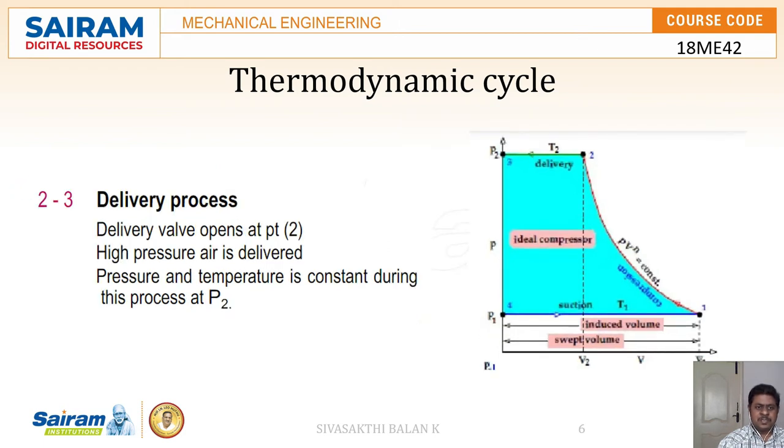The process 2 to 3 is the delivery process. The moment the piston reaches the top dead center, the exhaust valve opens and the compressed air leaves the compression chamber. High pressure air is delivered to the surroundings or the required place, keeping pressure and temperature constant, that is P2 and T2. These are the three main processes happening inside the compressor when the clearance volume is negligible or 0, or without clearance volume.